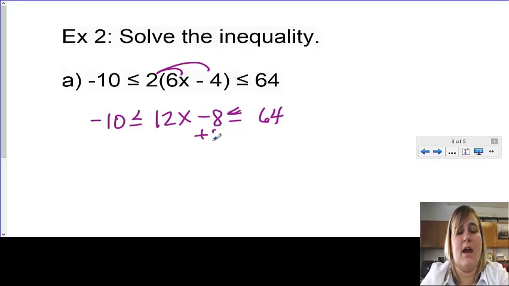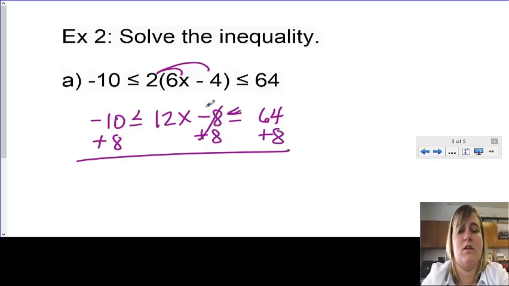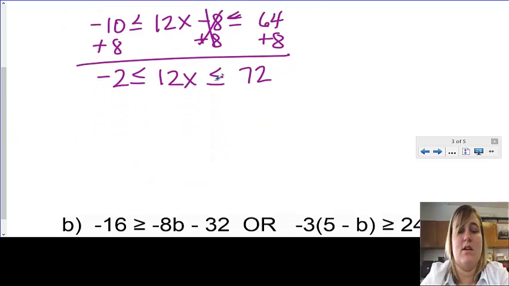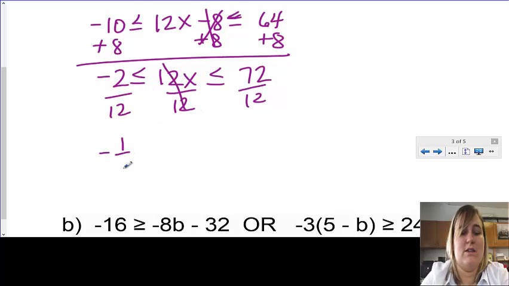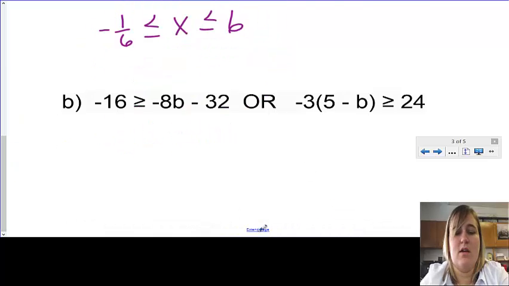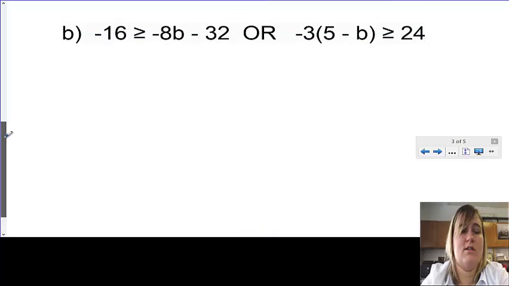To get x by itself, I'm going to add 8 to all sides to start with. So I have negative 2 is less than or equal to 12x, which is less than or equal to 72. To get x by itself, I need to divide by 12 on all sides, which is going to leave me with negative 1/6 is less than or equal to x, which is less than or equal to 6. Final answer. On B, we're doing the same thing, except I have to solve both inequalities here.